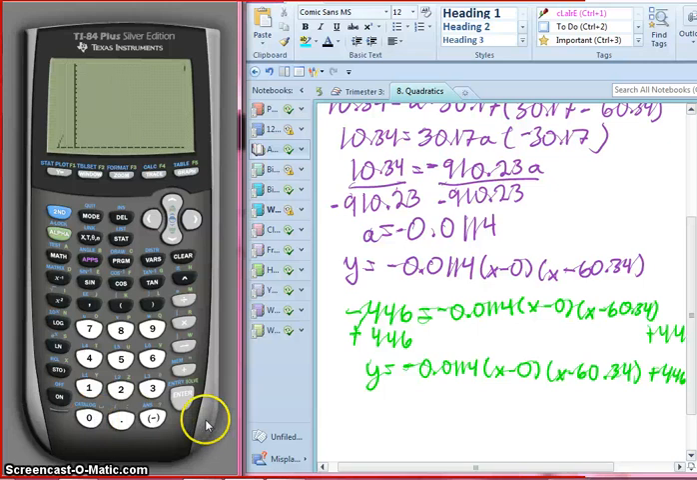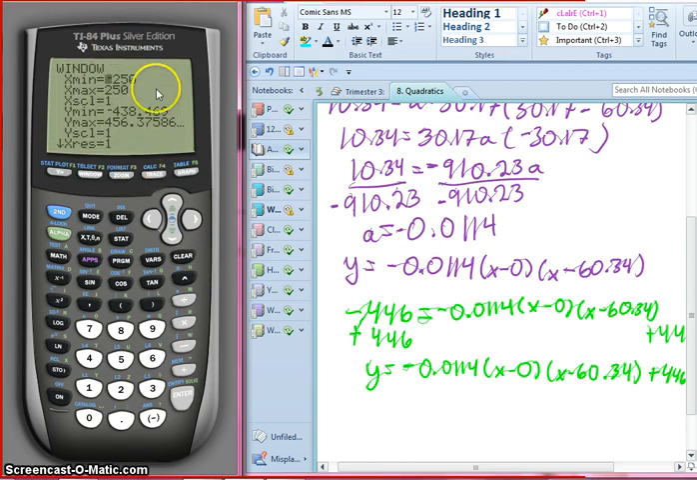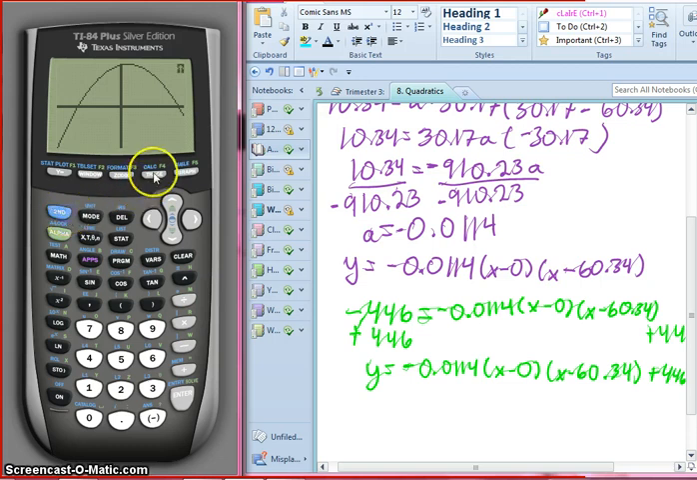And you graph that, and it's going to fit perfectly in a sense. Alright, so if that doesn't work, then you just go to Window and adjust it accordingly. So I did the following. You go back to your graph, and what we want to do is find the x-intercepts. Go to second, trace, 0.